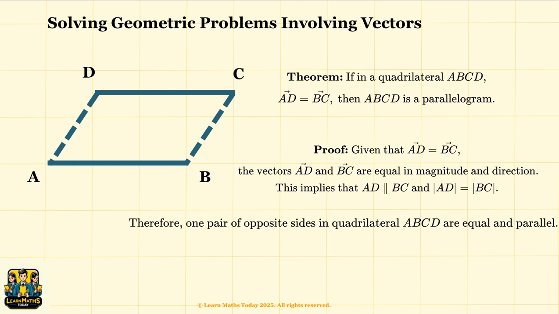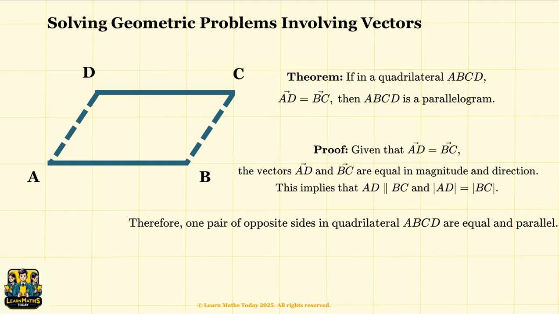Let's try to unpack to understand what this means. We are told that vector AD equals vector BC. This tells two things. They have the same magnitude, meaning they're the same length, and they have the same direction. And if two vectors are equal in both length and direction, then they must be parallel and equal in size.